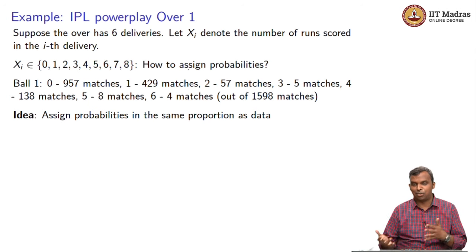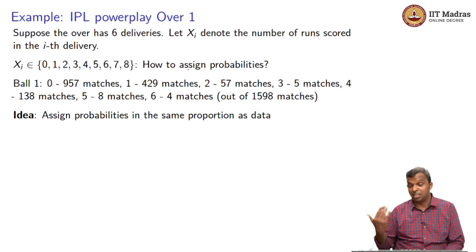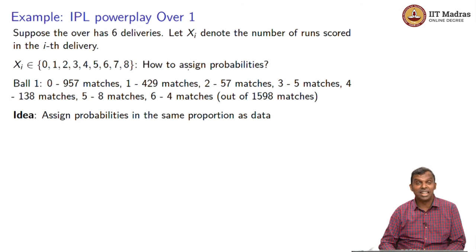Look at the large fraction, right? And one run was scored in 429 matches. Together that covers a significant number. Then you have two runs in 57 matches, three runs in 5 matches, and four, the boundary, seems to be more popular, 138 matches, and then 5 runs in 8 matches, 6 runs in 4 matches. That's it. So far it looks like nobody has bowled a no ball and been hit for a 6 in the first ball, so you don't have 7 or 8.